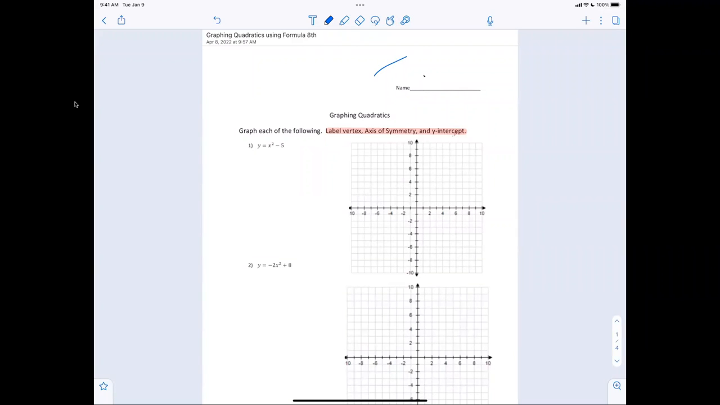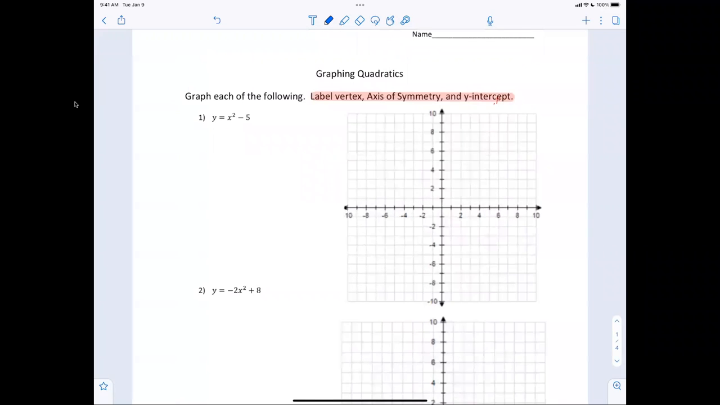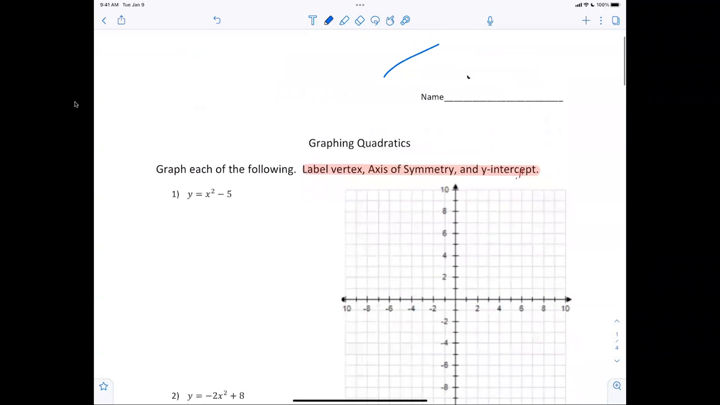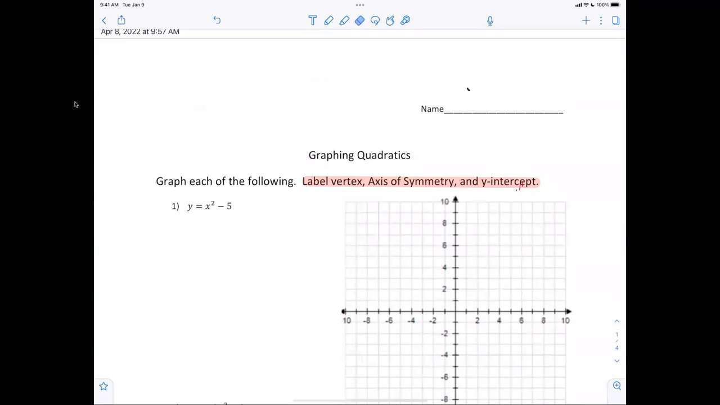Okay, so now we already talked about the vertex. We already talked about the axis of symmetry. We didn't really talk about the y-intercept. So the first thing I want you to do is at the top, write down y equals ax squared plus bx plus c.